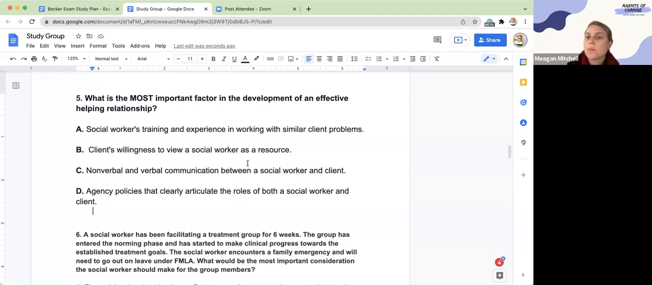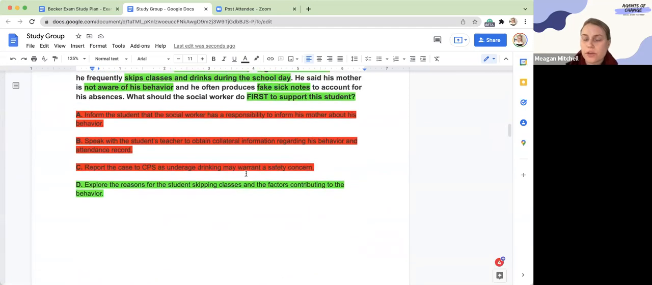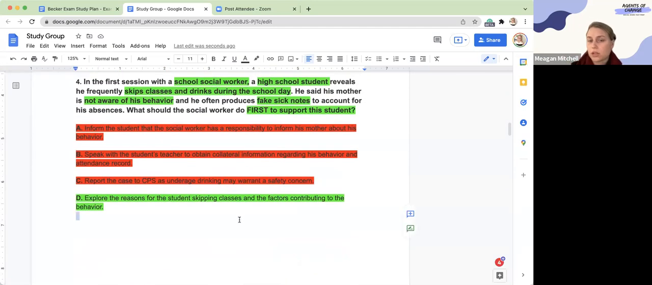So someone asked, why would we not address his drinking first? We need to first build rapport, but none of these answer choices other than D are the first step that we would support him in. We're here as the school social worker to support the student. I would want to collect more information about the drinking and the severity, but that's not the first step. Any questions about that one? That's a tricky one.